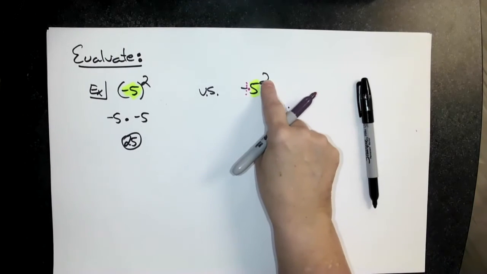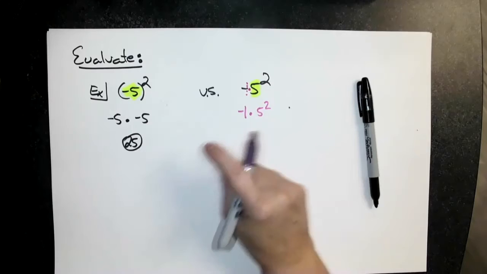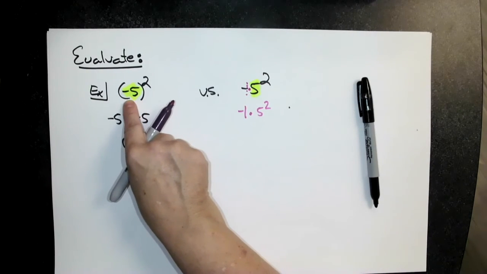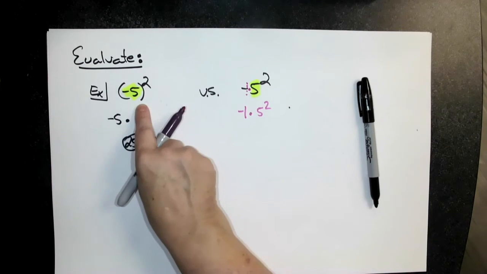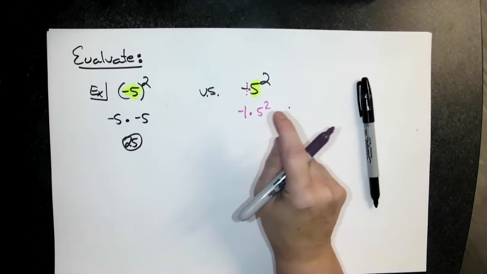So this right here, you've got to think of it as negative 1 times 5 to the second. The 5 is the only base. There was no parentheses around it. The negative here is part of the base because of the set of parentheses around it. Over here, there were no parentheses. That negative is not part of the base.